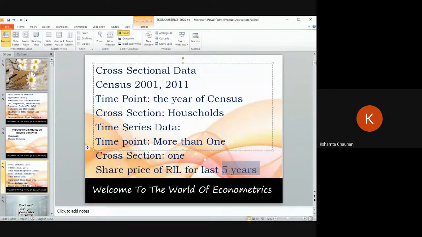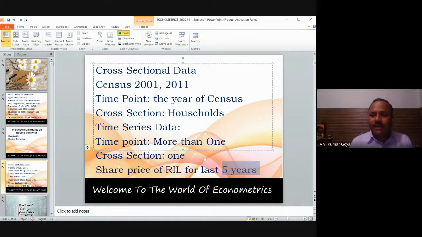When we are collecting data for various companies for say 5 years, it is Reliance, it is Wipro, it is Infosys. Yes, it will become panel data. But I'm talking about cross-sectional data. What will be the time point in cross-sectional data?